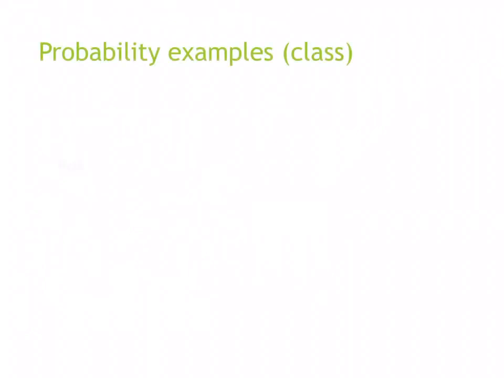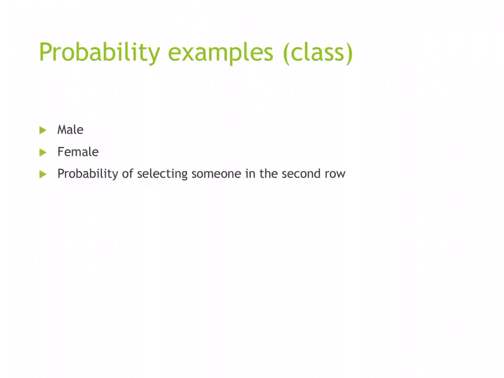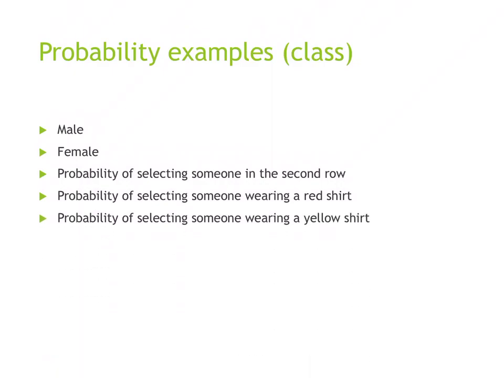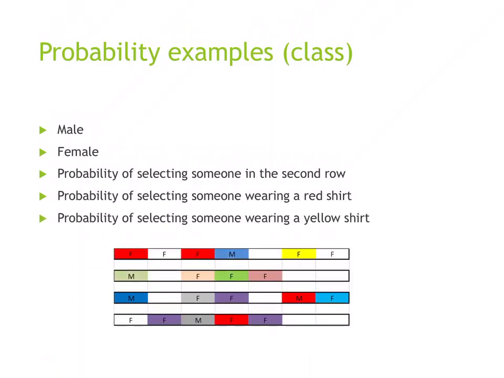The probability class example. So here we're going to take a class example that uses males, females, the probability of selecting someone in the second row, probability of wearing a red shirt, and the probability of wearing a yellow shirt. So here's my little mock classroom. As you can see, here are our rows. So 1, 2, 3, 4 rows. Here's like a seat, and the F is for female and the M is for male. The color that they have is the color shirt they're wearing for that day. So this is just an example. So here's our entire sample set.